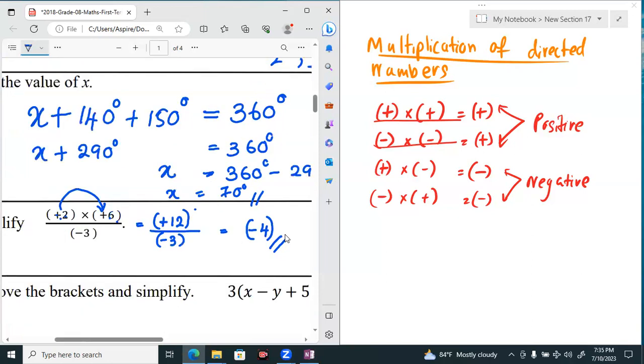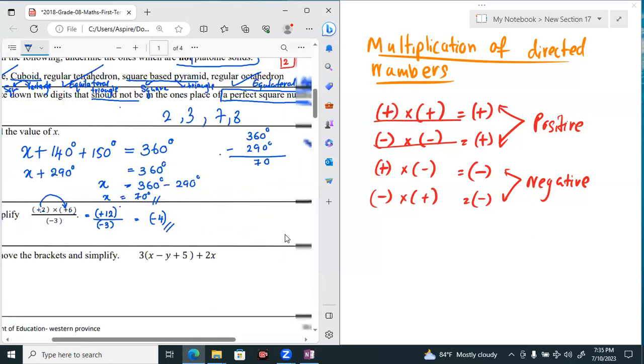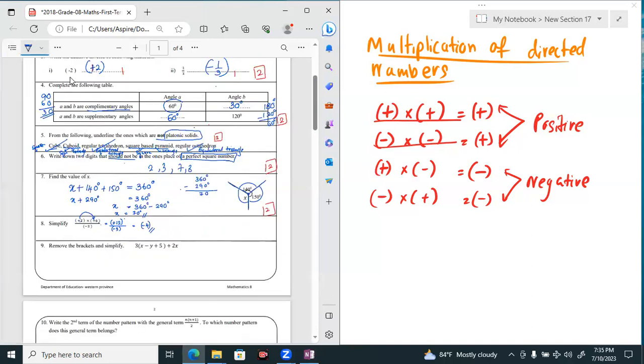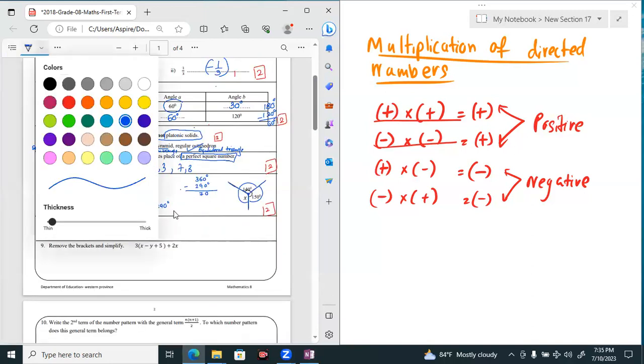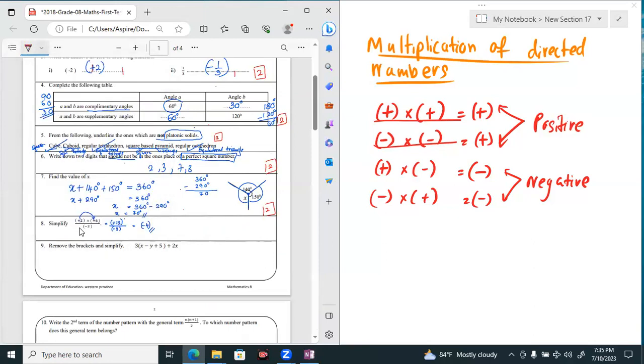Here you can see that this question consists of 2 steps actually. Multiplication of 2 times 6, 12. Divide by negative 3. Then 12 divided by 3 is 4. It is positive value divided by negative value. Answer is negative 4. So you are given 2 marks.